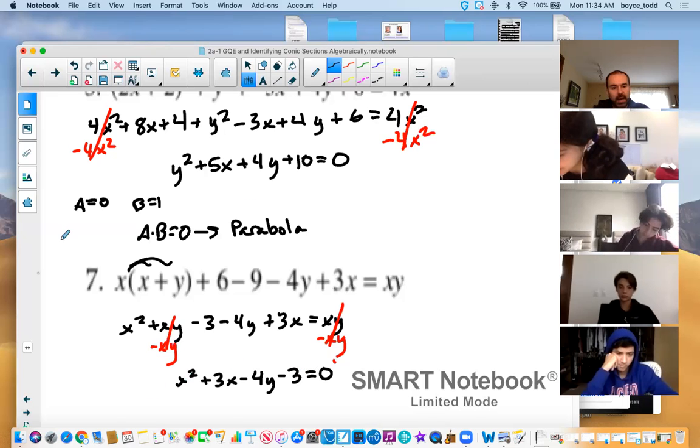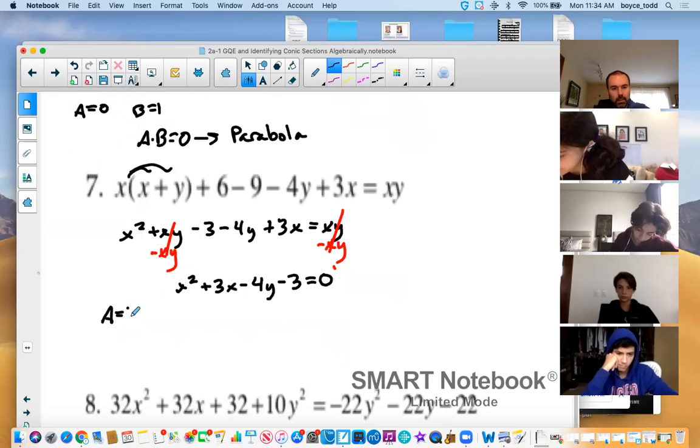But again, my A now is 1, but for B, there is no y squared. So B equals 0. So again, this one would be a parabola.